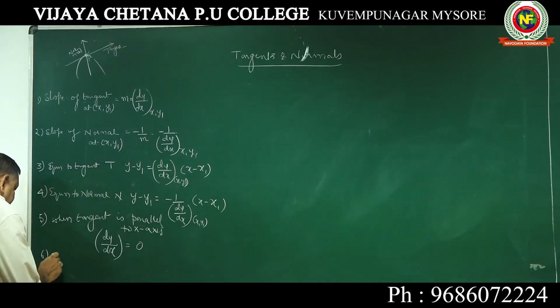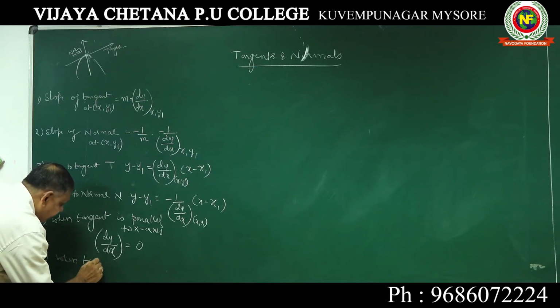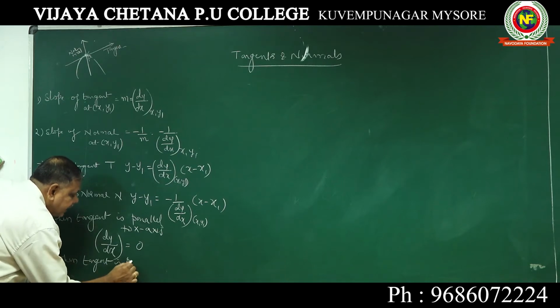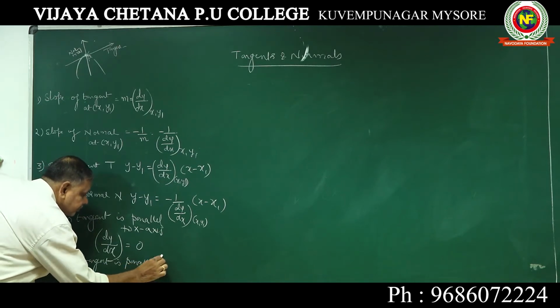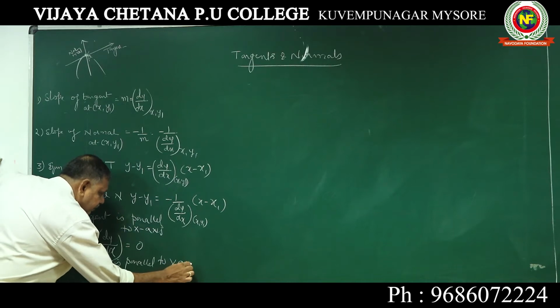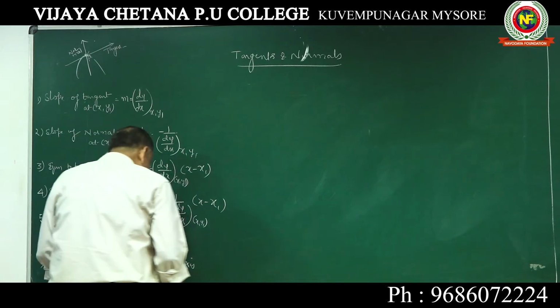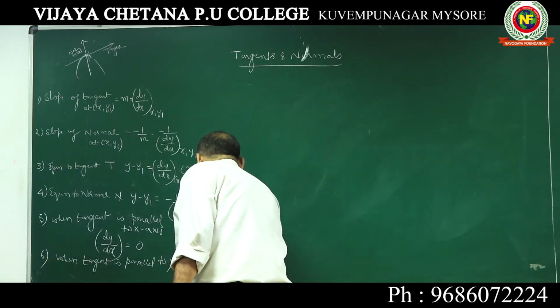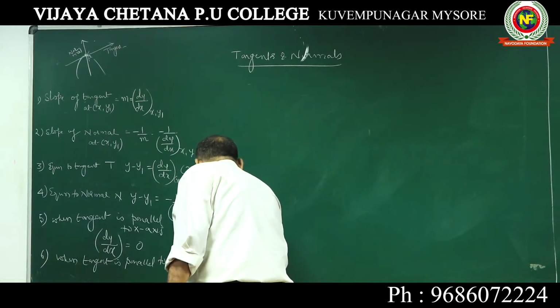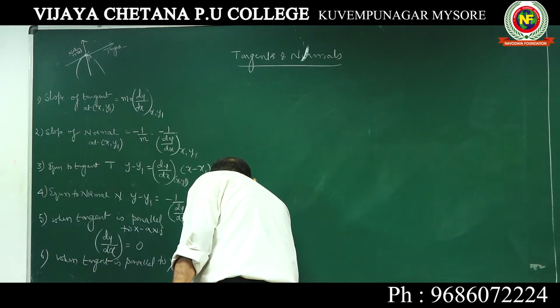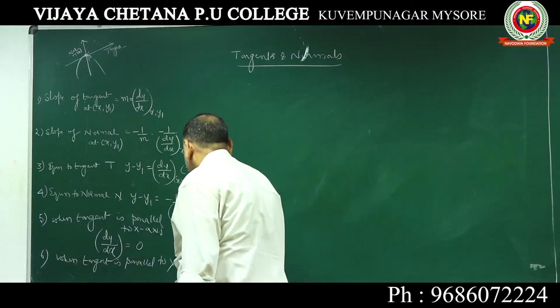And when tangent is parallel to y-axis, slope of normal is 0. You should note, slope of normal is minus 1 by dy by dx is 0. These are the things you should note.